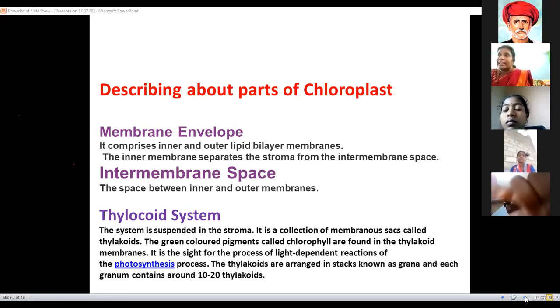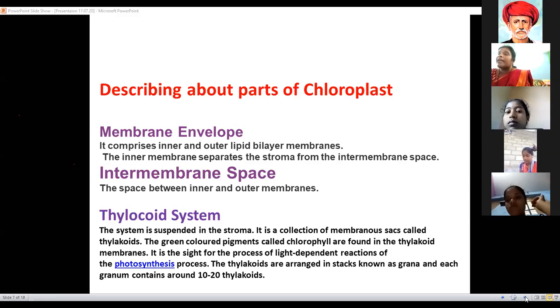The green colored pigments called chlorophyll are found in the thylakoid membranes. It is the site for the light dependent reaction of the photosynthesis process. The thylakoids are arranged in stacks known as grana, and each granum contains around 10 to 20 thylakoids. That is the lipid. You can see the picture of the diagram of lipid droplets.